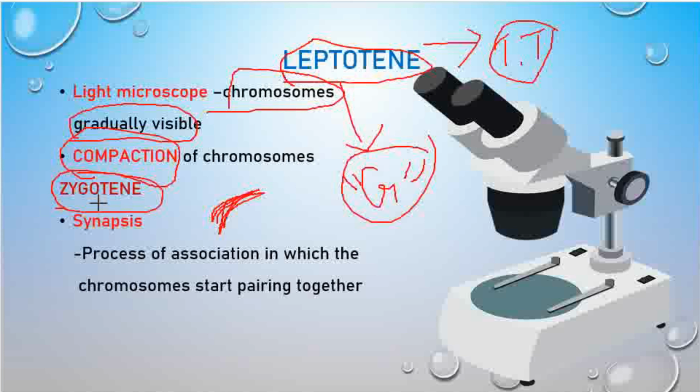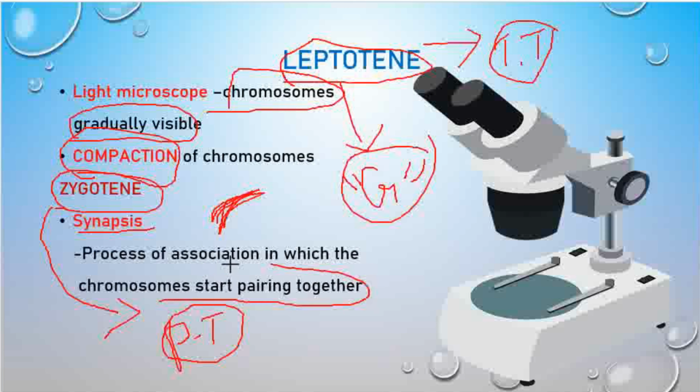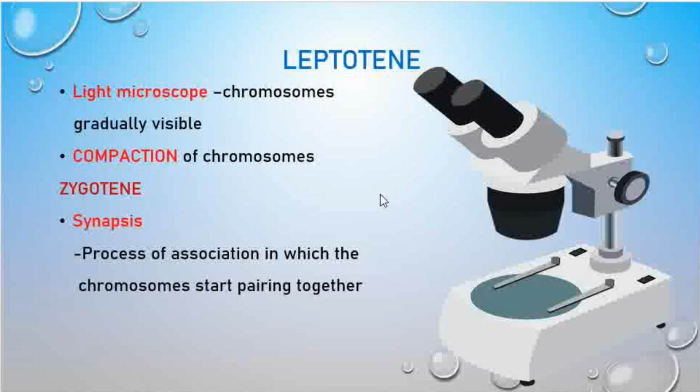Coming to the next stage, that is the zygotene. Zygotene is a Greek word, of course. From the word itself you can infer. The zygotene stage in Greek means paired threads. So the threads are getting paired. Here the thread refers to the chromosomes. In the zygotene stage, synapsis occurs. So what is synapsis? The process of association in which the chromosomes start pairing together. Here the chromosome pairing occurs, which we call synapsis, which is a connection or a junction.